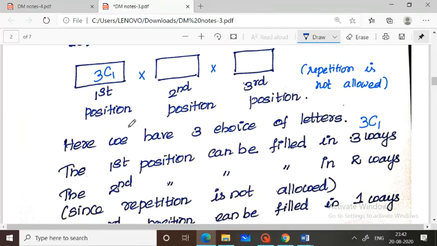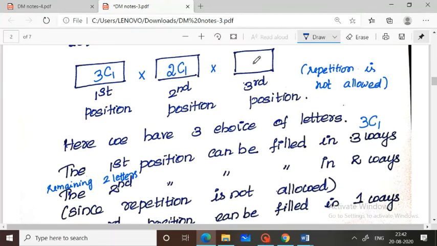Now how many letters are left over? Because when you take a letter in the first position, that is not repeated in the second position. So in the second position, how many letters do you have? We had three letters. Now one of the letters I have taken here, so remaining you have two letters. Remember that you have two letters. So out of the two you have to select one of the letters.